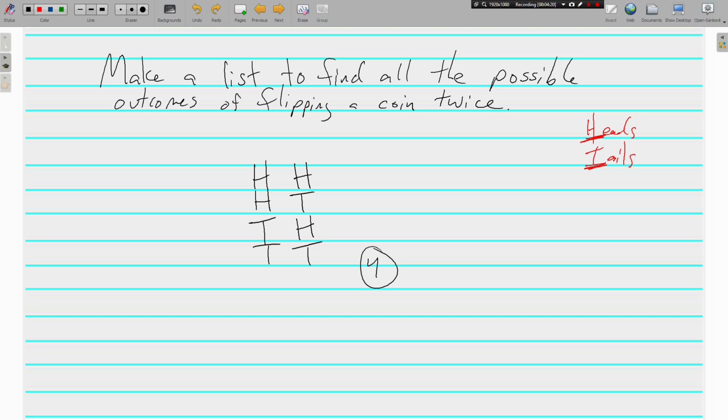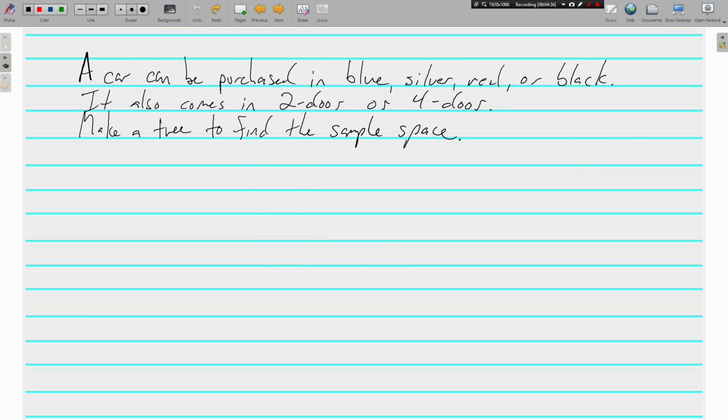Alright, so making a list, I recommend using letters or numbers or whatever it is, and start your list by doing things in alphabetical order. That'll make it a lot easier. Let's move on to tree diagrams.